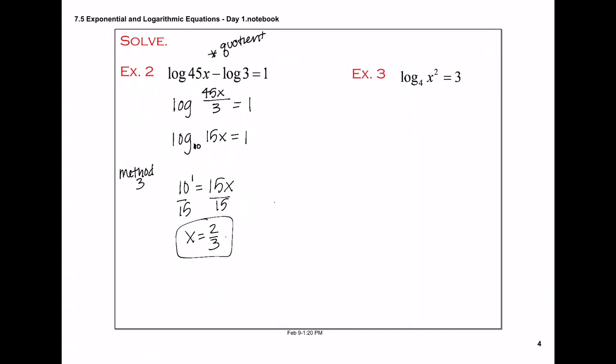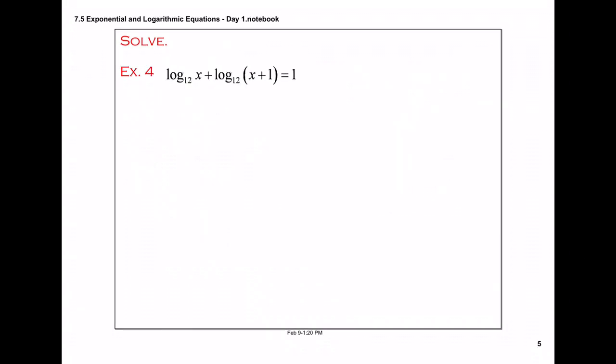In example 3, I have log with a base 4 of x squared is equal to 3. Again, if I use method 3, I say 4 to the third power is equal to x squared. 4 to the third is 64. Take the square root of both sides, and I get x is equal to plus or minus 8.